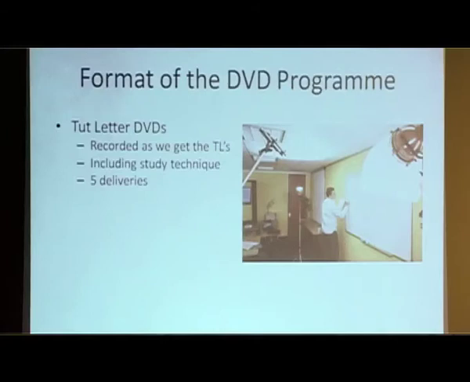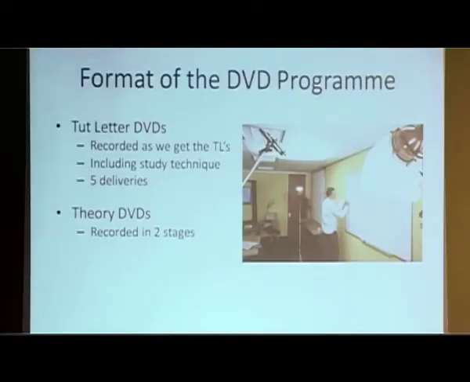And typically those will be delivered 5 times during the year. Obviously right up front to preempt the first test cycle, and then in advance of each of the 2nd, 3rd, and 4th test cycles, and obviously the final delivery to coincide with the remaining period after the 4th test cycle. The theory DVDs are going to be recorded in 2 stages, one up front at the beginning of the year, which will be delivered with the first TUT letter DVD dispatch, if you like. And the second component will be delivered with the 3rd TUT letter delivery. So they will correlate to the 5 deliveries during the year.